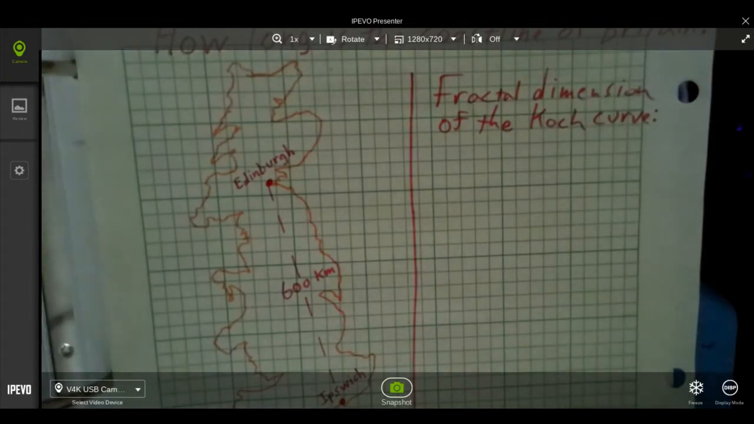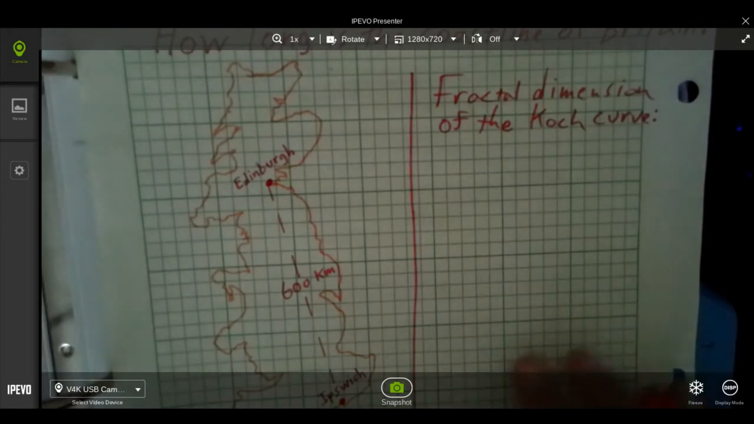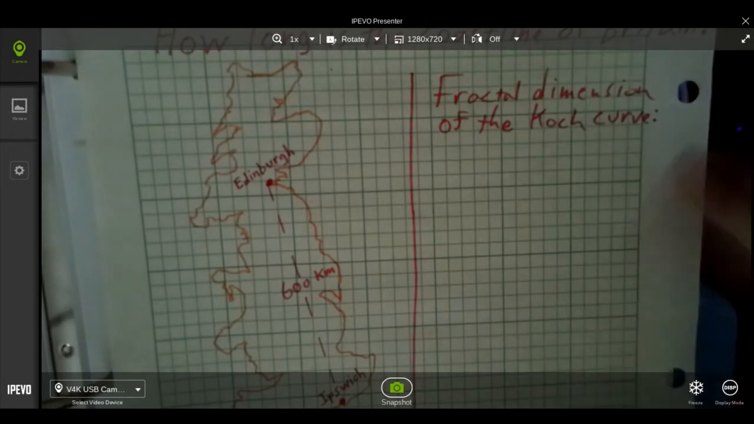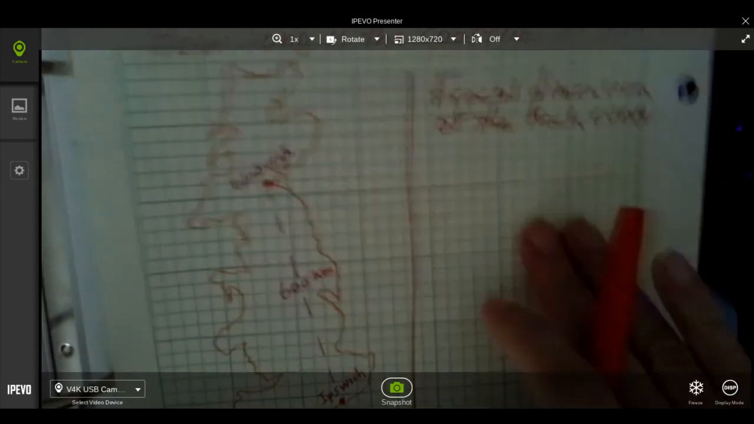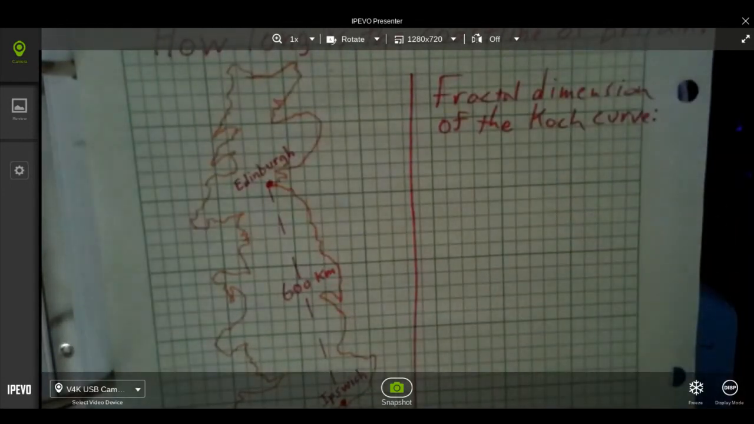It's not necessarily a measure of complexity. Exactly what it means gets a little complicated. It's a little bit beyond this. But you can think of it as being how jagged something is, how complex it is, but not quite. But let me show an example so that you know what I'm talking about. So let's look at the fractal dimension of the Koch curve.